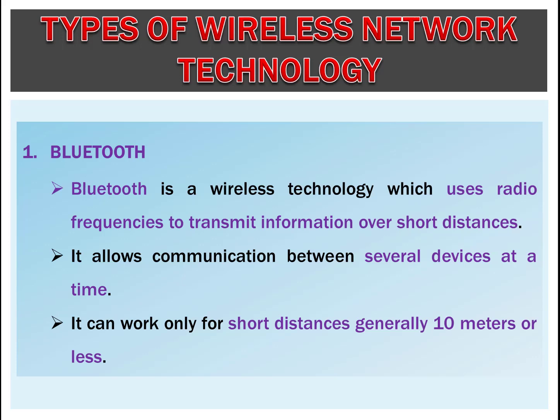Types of wireless network technology. First is Bluetooth. Bluetooth is a wireless technology which uses radio frequencies to transmit information over short distances. It allows communication between several devices at a time. It can work only for short distances, generally 10 meters or less.